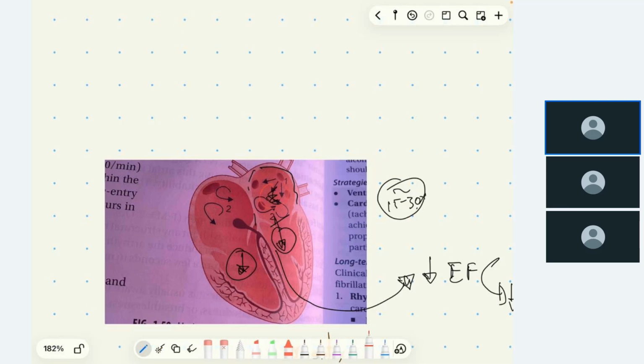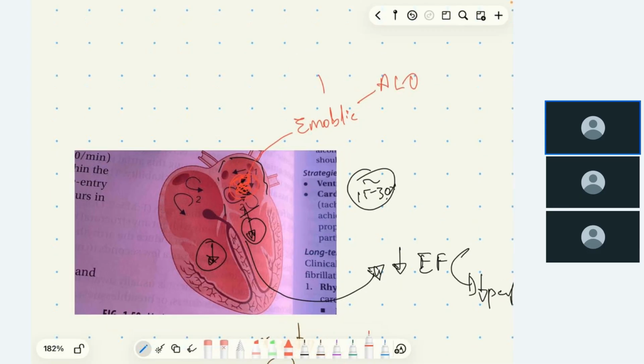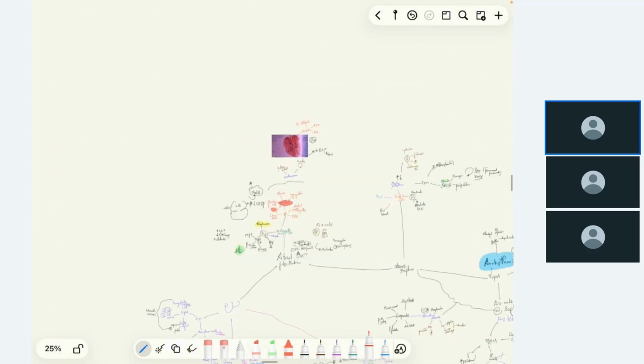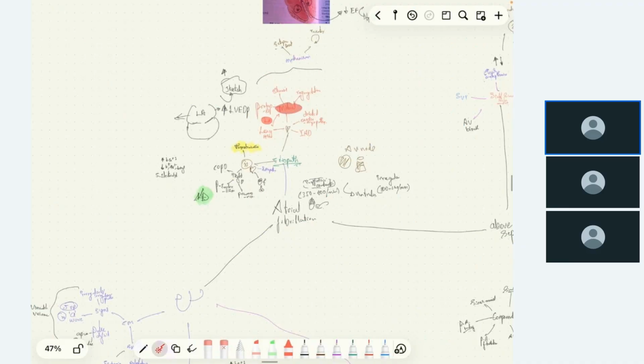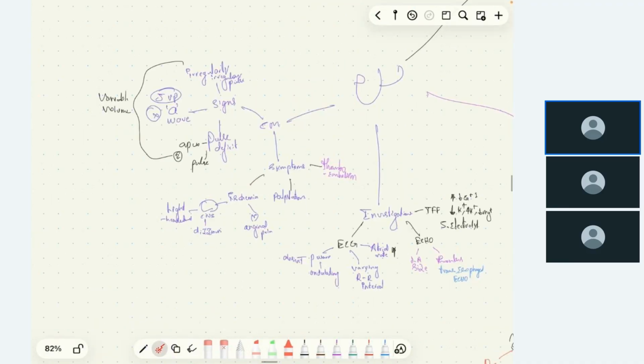The thrombus which is formed inside the left atria may get dislodged and cause embolic manifestations like acute limb occlusion, stroke, embolic stroke, the embolism blocking renal arteries, etc. These embolic phenomena can be seen in case of atrial fibrillation. So these are the clinical manifestations.